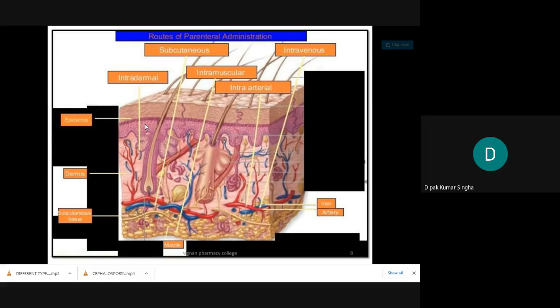So how does it happen? You insert your needle and draw the piston, then blood will come, and then you confirm it is in the vein and inject into the intravenous route. So the skin structure must be known, otherwise it is not possible to administer by this route.